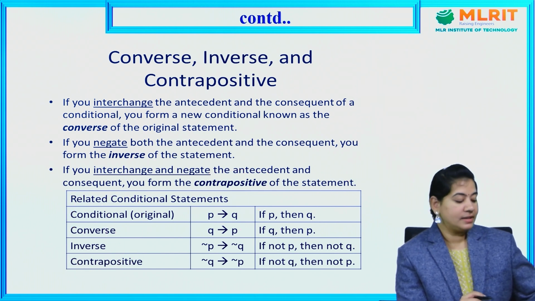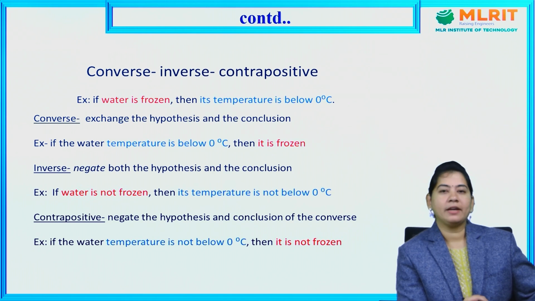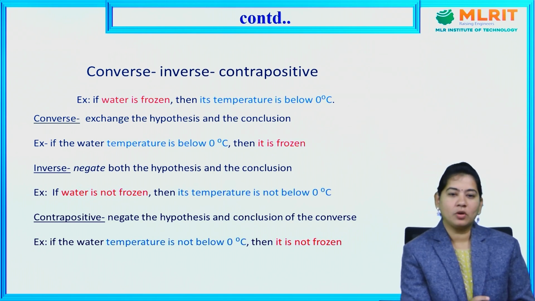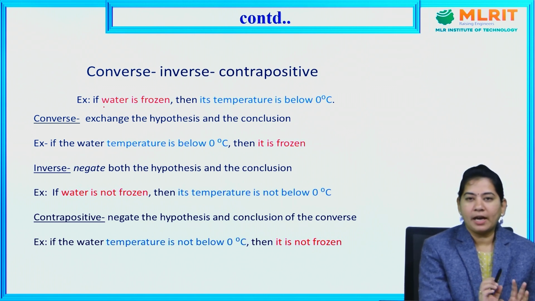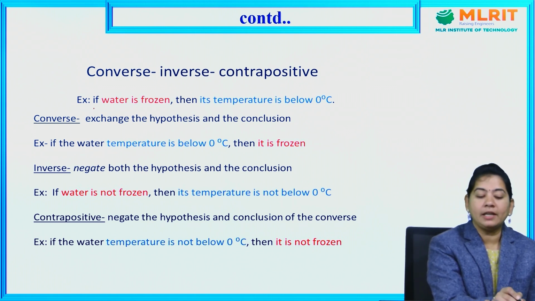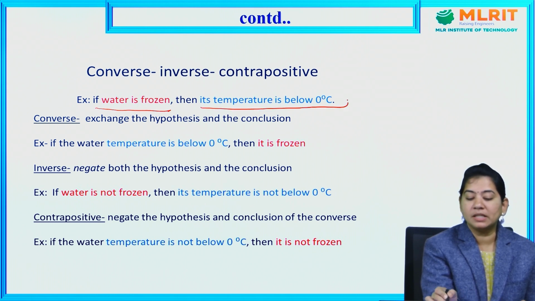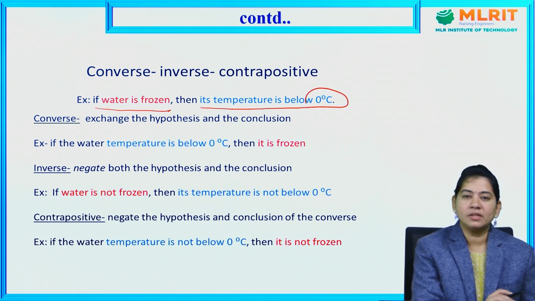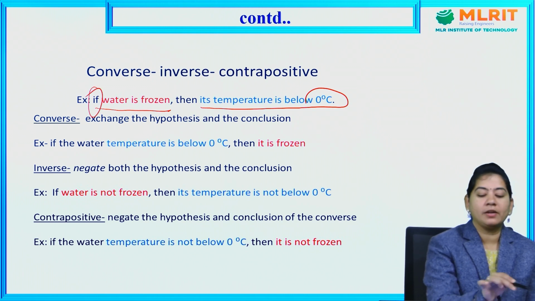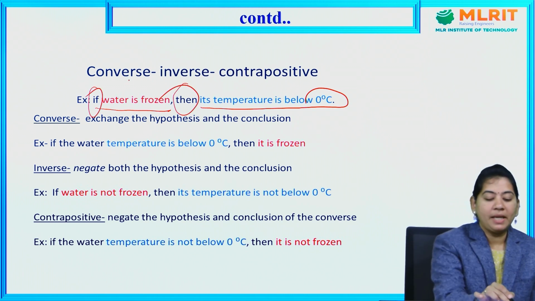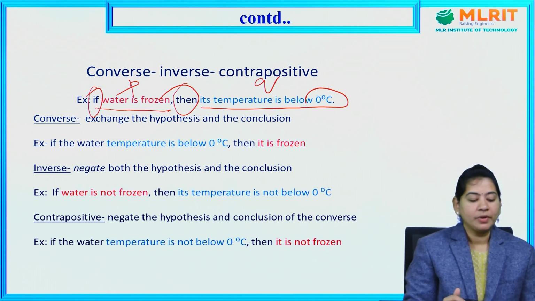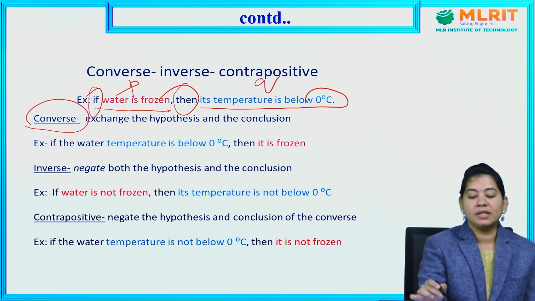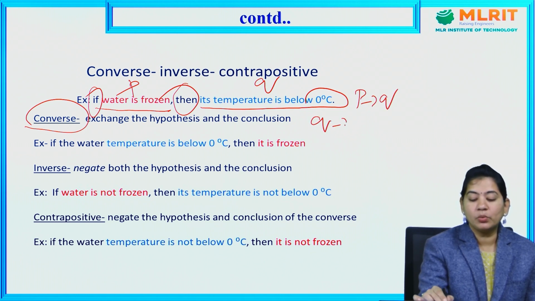Next, let us see one word example of how to form the converse, inverse and contrapositive from a conditional statement. Let us suppose, if water is frozen, then its temperature is below 0 degrees centigrade. This is a conditional statement, as we have if and then. The P statement is water is frozen, and the Q statement is temperature is below 0 degrees centigrade. Now, what is meant by converse? Let us suppose this conditional statement is P implies Q, then the converse will become Q implies P.